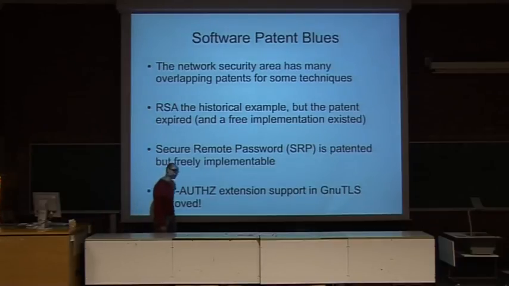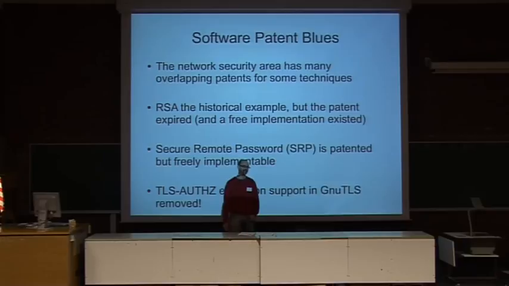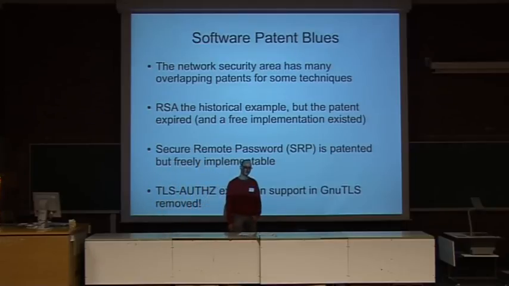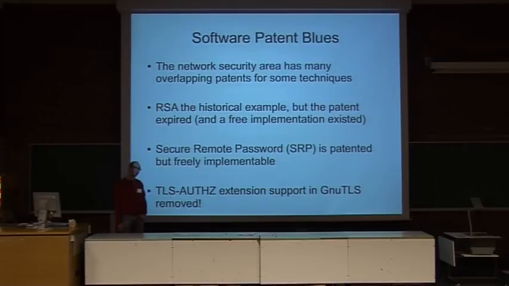So, also working with GNU TLS is challenging from a patent point of view. First of all, the entire TLS protocol is patented. It was patented by Netscape a long time ago. Fortunately, they are not doing anything with their patent, so it's possible to make a free implementation of it. And RSA, of course, has been the historic problem with the RSA patent, but there's always been a free implementation of RSA available. The RSA patent has expired, so it's no longer a problem.